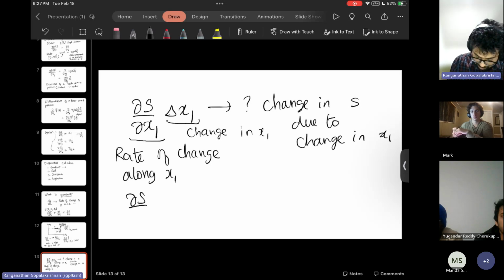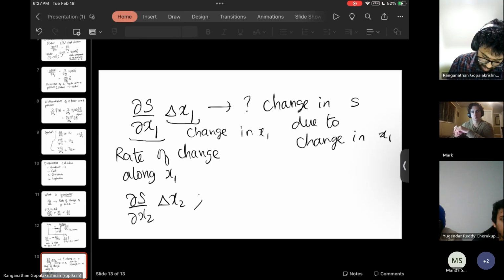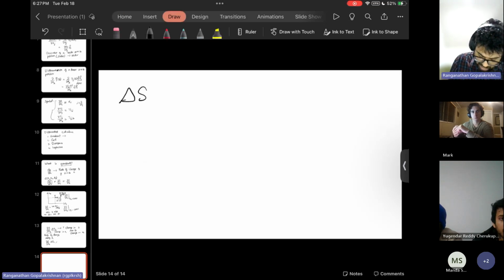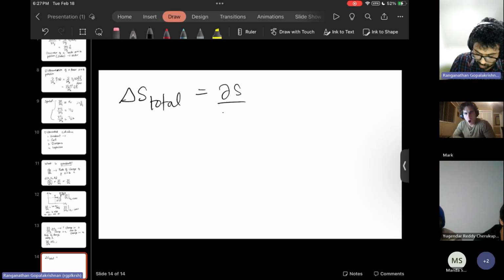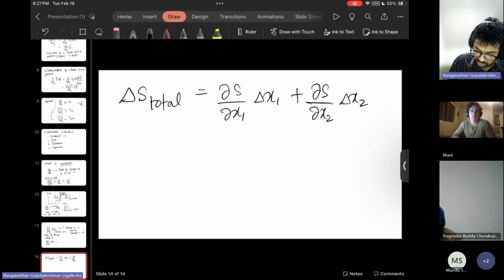I can also do the same with partial s over partial x2 multiplied by delta x2. And then I can calculate the total change in s, which is partial s over partial x1 multiplied by delta x1 plus partial s over partial x2 multiplied by delta x2. And the same logic applies if there is a third direction, delta x3.